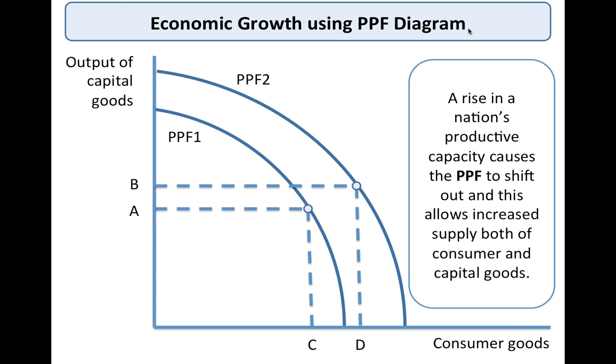How would you show long-term growth? There are various ways. One is the traditional PPF diagram. So an increase in productive capacity causes the PPF to shift out, and that allows the economy to move to a higher level of production.